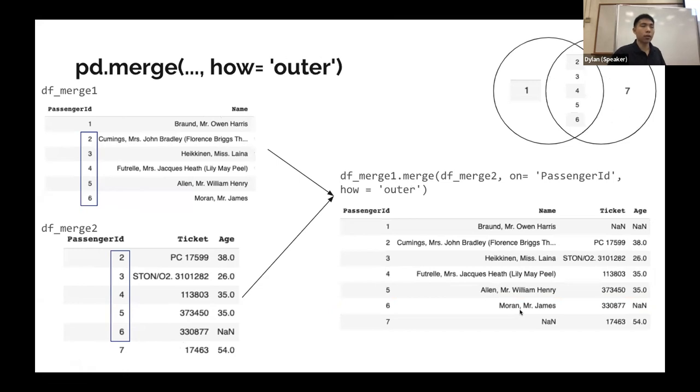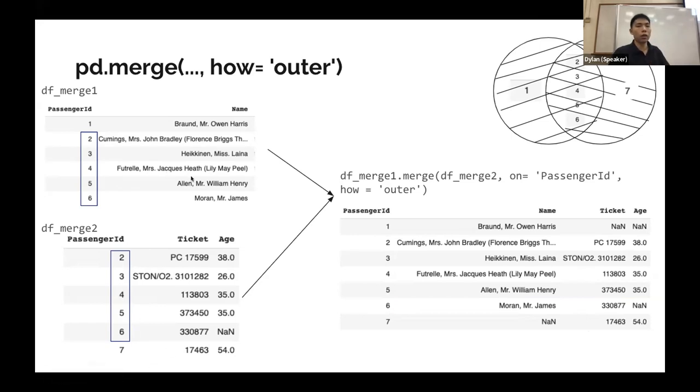And the last one, how equal to outer. Basically, we've gone through all kinds of possibilities, and this is the last one. It will include all possible rows, and it will just fill out accordingly. As I said before, passenger ID 1 doesn't have ticket and age values, so it'll be null. For passenger ID 7, there's no name value, so we just put null. Okay, so I hope that is all right to understand.